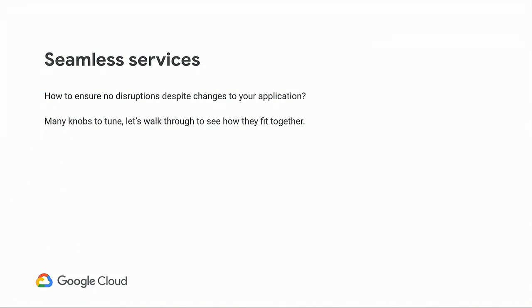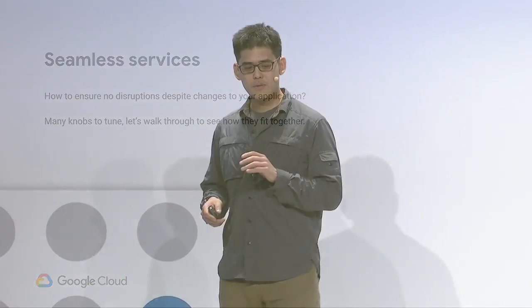So first, let's talk about seamless services. Production services often require software updates and upgrades, and ideally without disrupting your users. Kubernetes Engine gives you a bunch of knobs to ensure your services are updated without impact. But how these pieces interact can be subtle. Let's walk through each of these pieces to understand how they fit together to ensure that your users won't see network hiccups as you scale and update your applications.